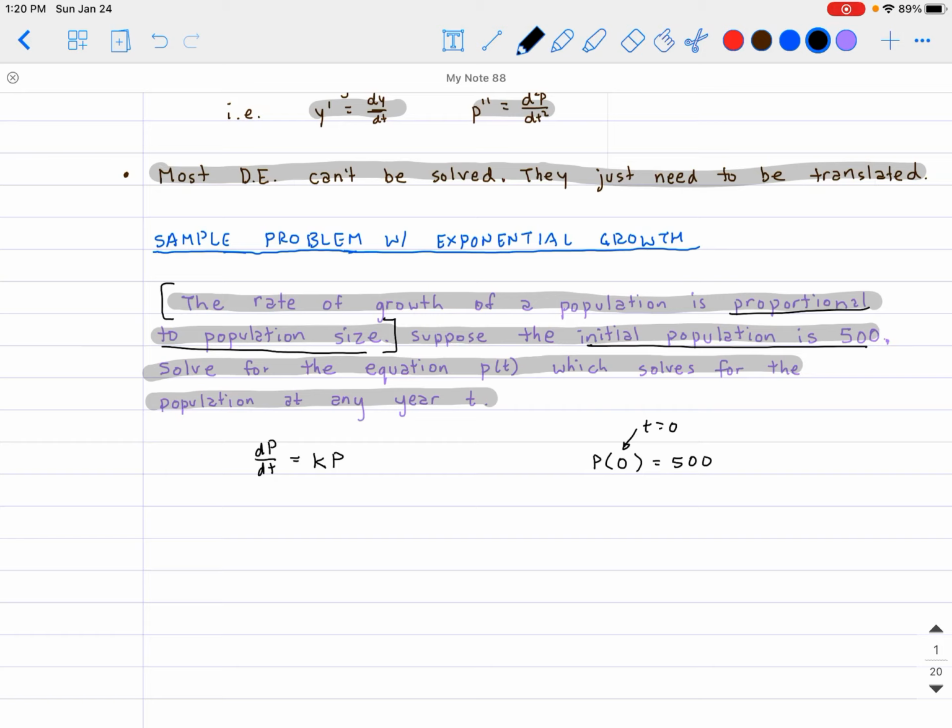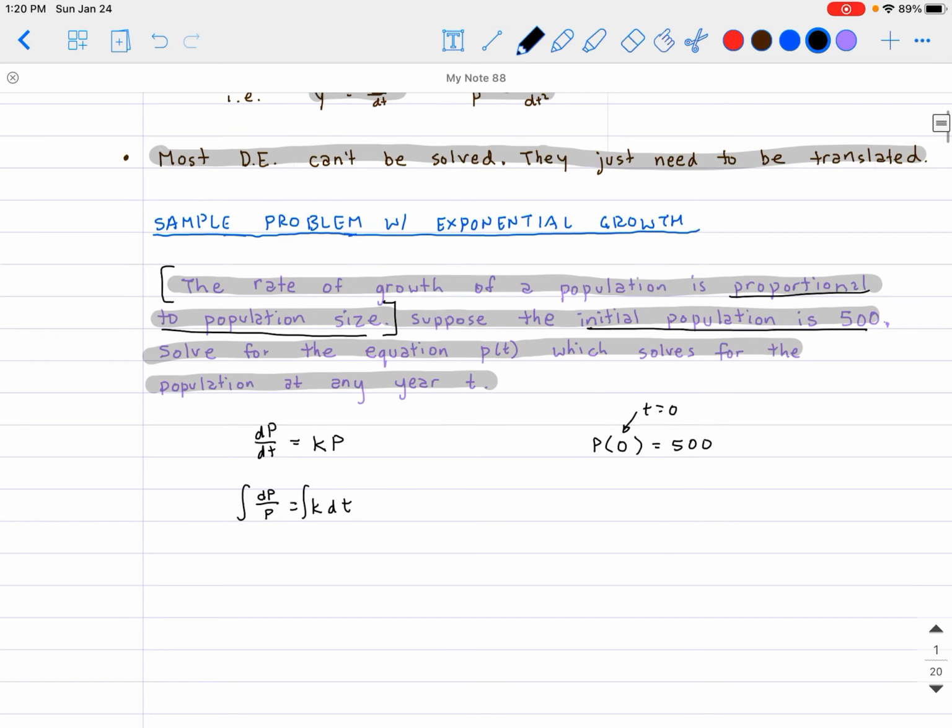Let's see. Now, what I think is best in this scenario is that we're going to go ahead and separate your variables. So that means that I'm going to put p on one side, and I'm going to put t on the other side. K, I'm just going to keep it the same because it is a constant, so we don't have to worry about that. And once we isolate the variables, then we can go ahead and integrate both sides.